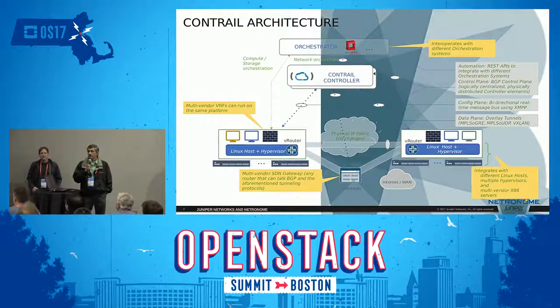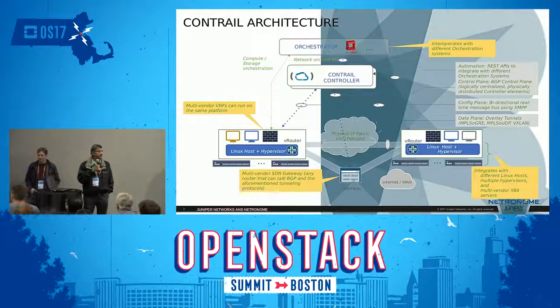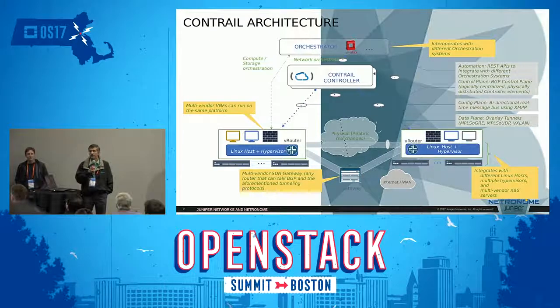So Contrail allows you to create virtual networks on top of the physical network infrastructure. So you can provision new tenants, new applications, without having to configure VLANs or security policies on the physical switches. And the way we do that is by using overlay tunnels.